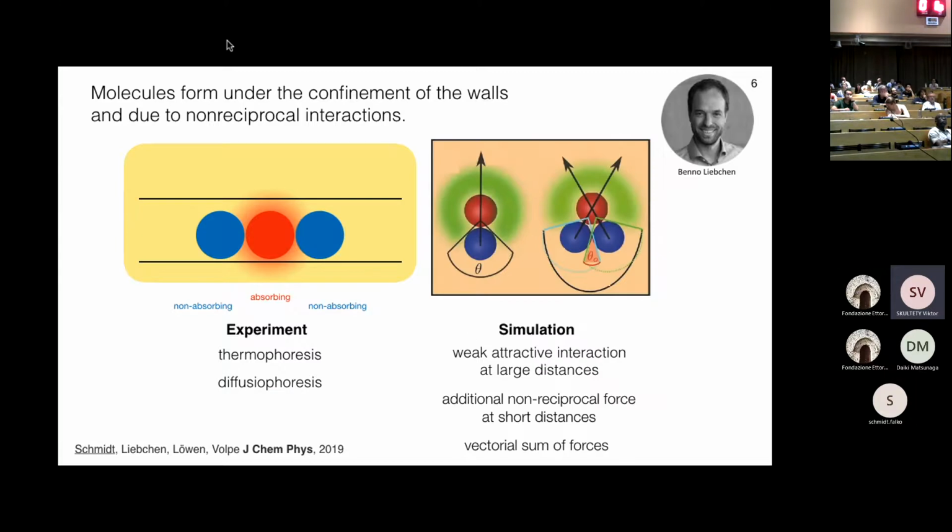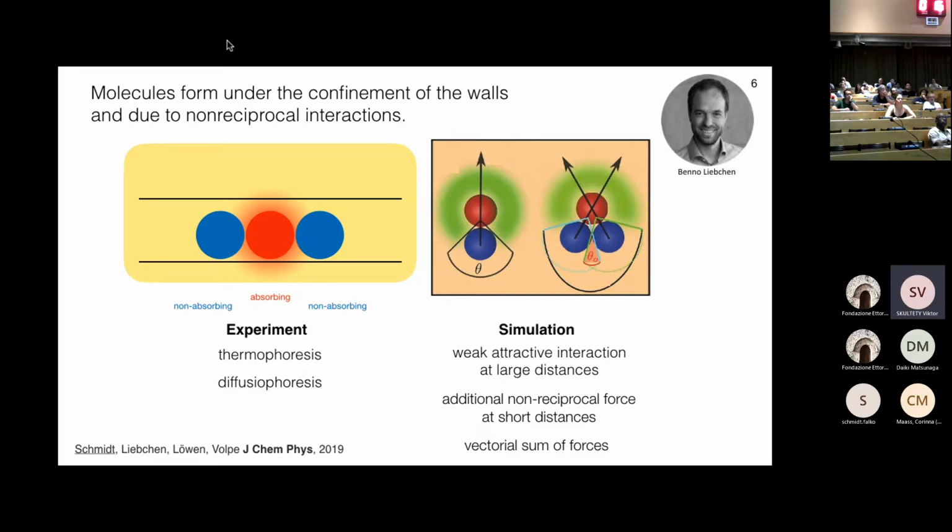In simulations, what we can now understand, and this was done again by Benno Liebchen, is that if you have a non-absorbing particle that is close to an absorbing particle, you break the radial symmetry of this particle, and therefore form kind of like a Janus particle. That's why we call it a Janus dimer, which is then able to propel in space. What we also observe is that the more particles come together, you get non-reciprocal forces that start to add up.